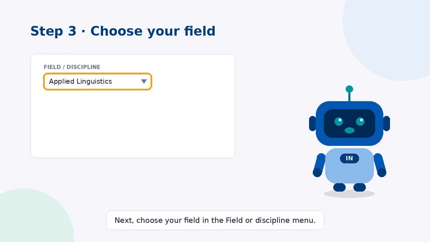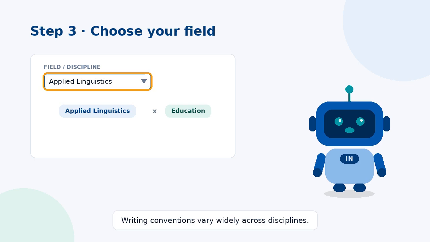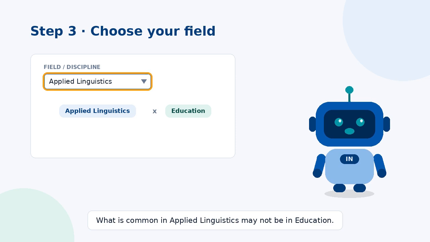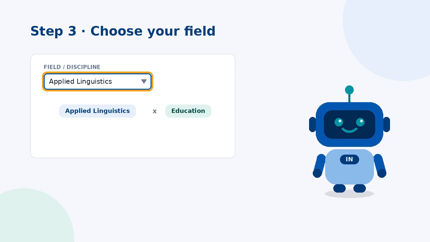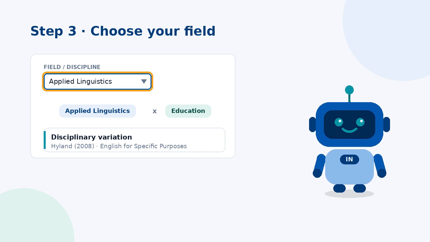Next, choose your field in the Field or Discipline menu. Writing conventions vary widely across disciplines. What is common in applied linguistics may not be in education. This variation is well documented in Ken Hyland's work.